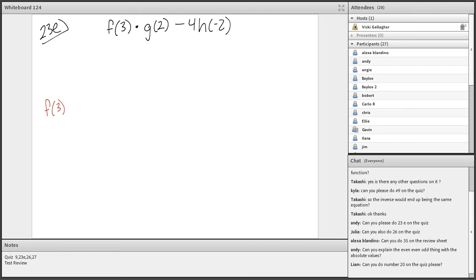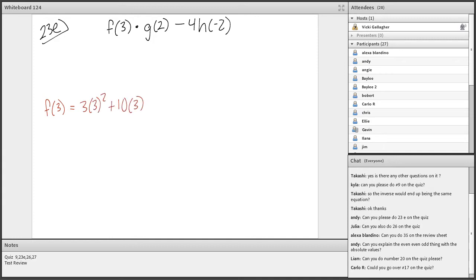The quiz was kind of tight in that section, and I would have asked for a piece of scratch paper so I could do it somewhere else. But so I'm going to start by finding f of 3. So I need to do 3 times 3 squared plus 10 times 3 minus 8. So that's 3 times 9 and 30 minus 8. So that's 27 plus 22, and that is 49. So f of 3 is 49.